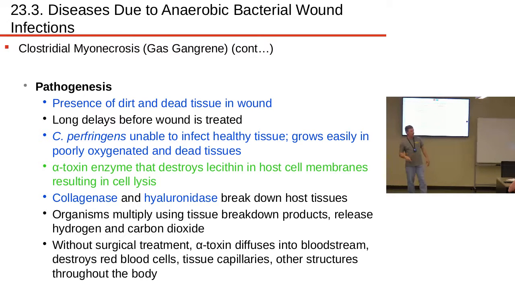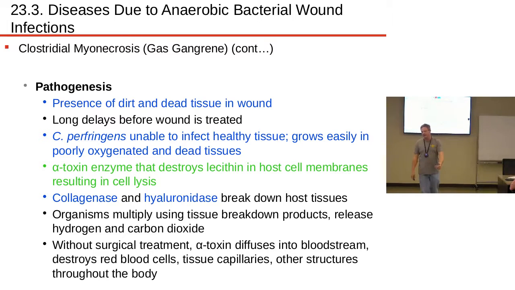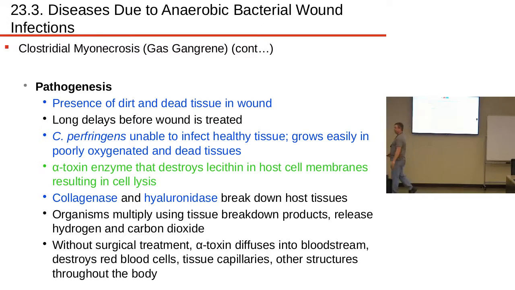There's also collagenases and hyaluronases there, and they're going to be helping it spread, right? If I'm able to chew through the collagen, then I'm able to continue spreading further and further along. Without surgical treatment, the toxin will continue to diffuse, get into the bloodstream, and start destroying red blood cells and ultimately put the person into a coma and die.